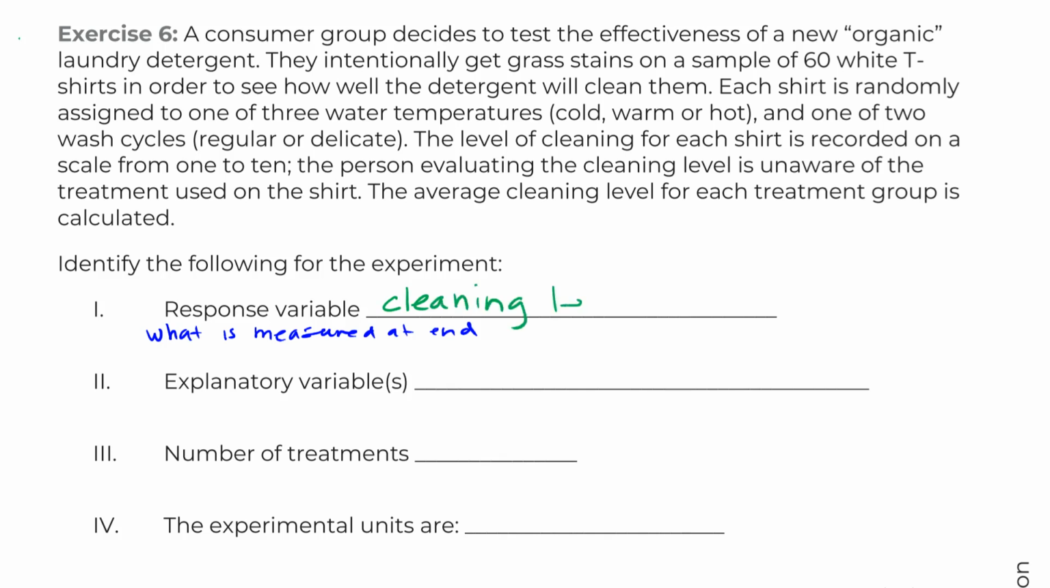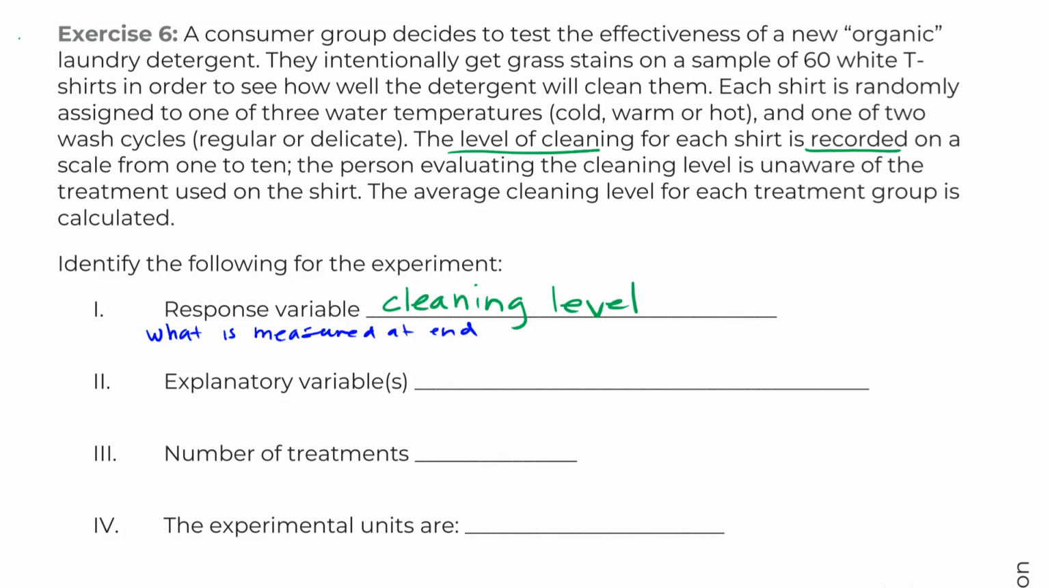anything like that is fine. I had some really good questions in my other stats classes about potential issues here. I had some people say effectiveness of the laundry detergent. Well, this is sort of a proxy for that. It's not what was recorded, right? What was recorded was this cleaning level on a 1 to 10. So if you would put the effectiveness of the laundry detergent, I wouldn't give you full points. I might give you some because it is what they're trying to get at with this measurement, but try to stick with what is recorded at the end. And the fact that we have this recorded level of cleaning is telling you that's our response.